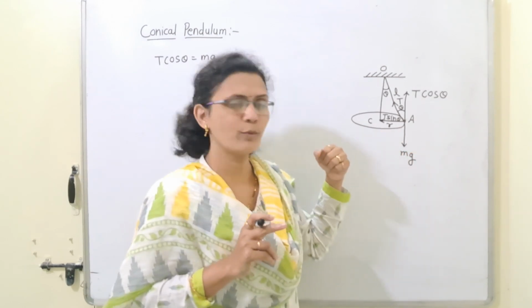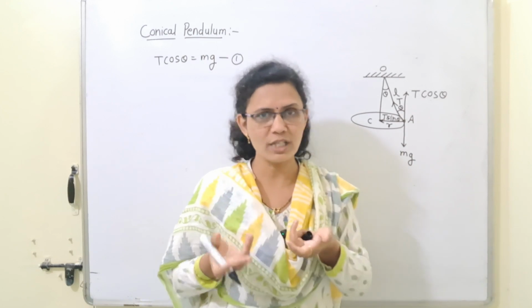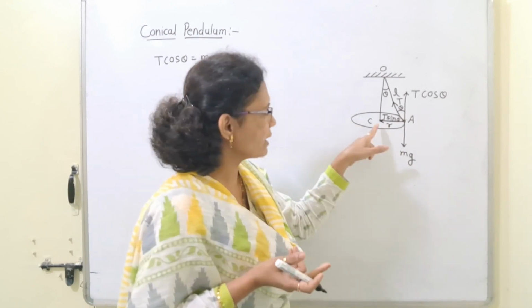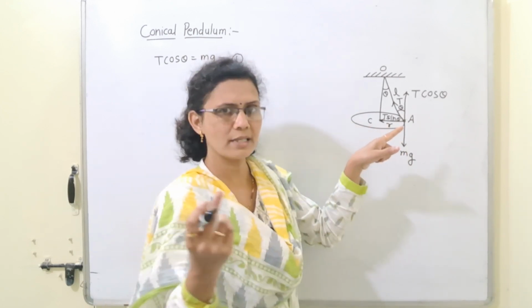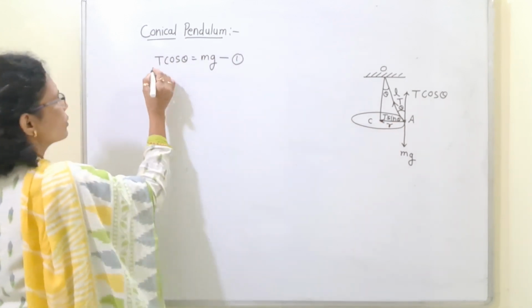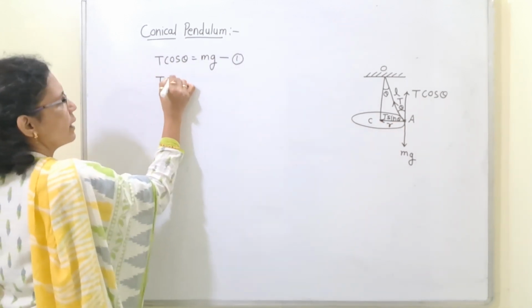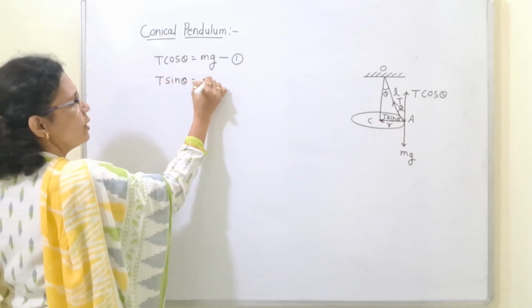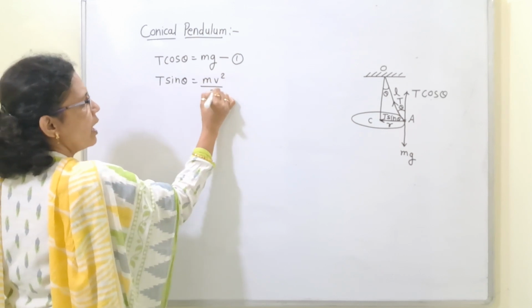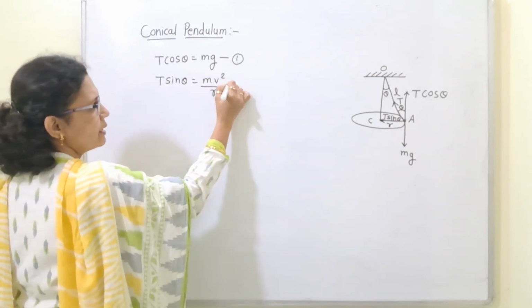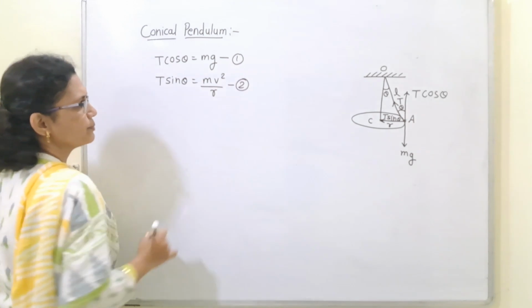Now, what will be the formula for centripetal force? mv square by r, correct? r is the radius of this circular path. So, T sin theta is equal to mv square upon r. Let this be equation 2.